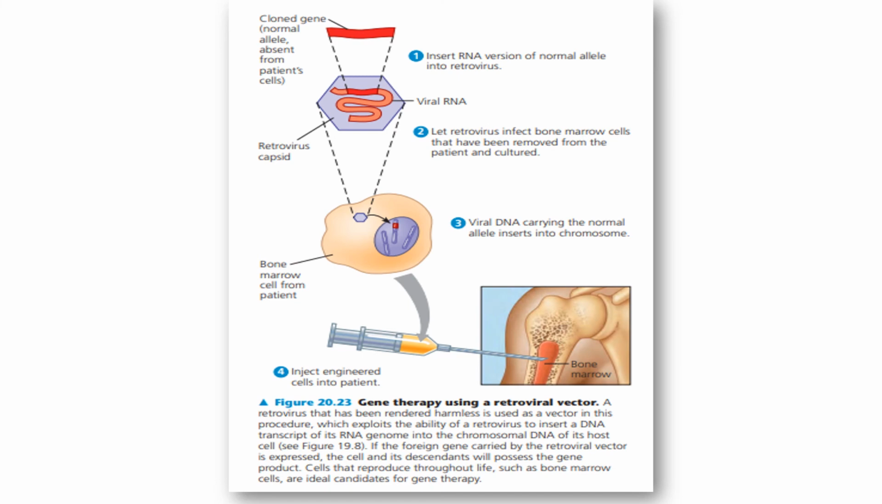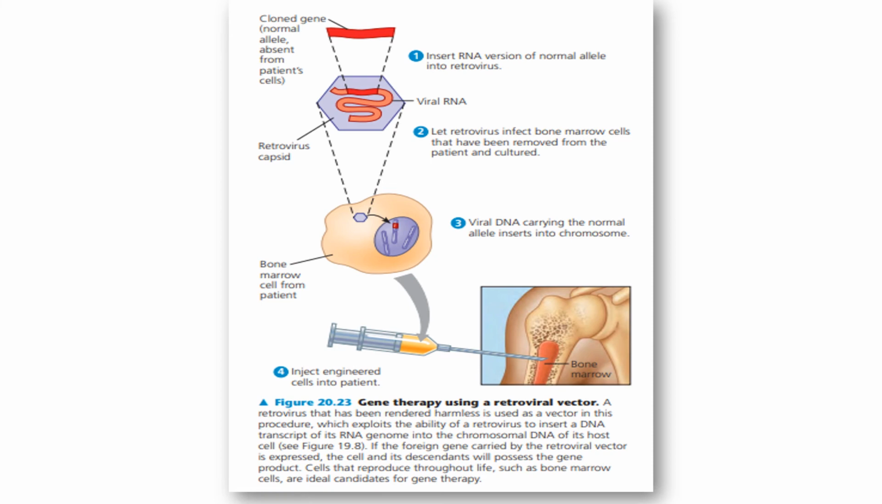Ayan, halimbawa ito, yung bone marrow. Halimbawa yung isang tao ay hindi nagpuproduce yung kanyang bone marrow ng red blood cells. Ayan, gagamitan ng gene therapy using a retroviral vector. In which first, insert the RNA version of a normal allele into a retrovirus. Gumamit sila ng virus. Tawag doon ay retrovirus. Okay? Kinuhaan yung capsid niya. Ayan. And then, meron siyang DNA. Kasi ito mga virus, may single-stranded nucleic acid lang mostly.